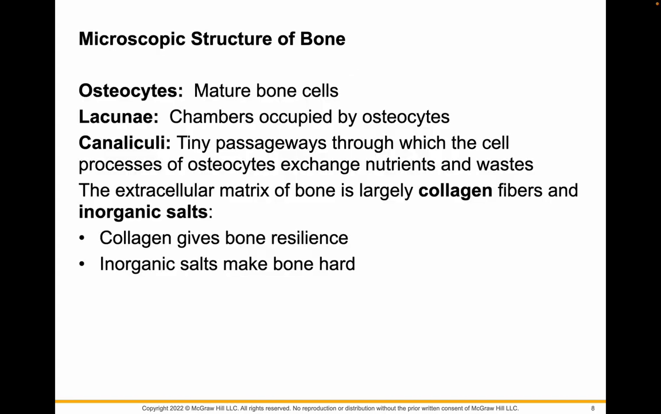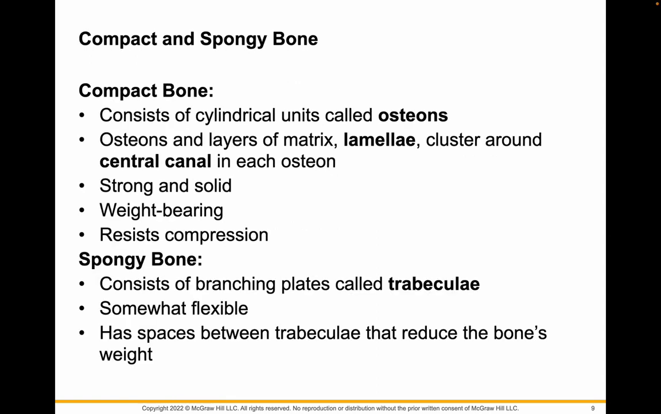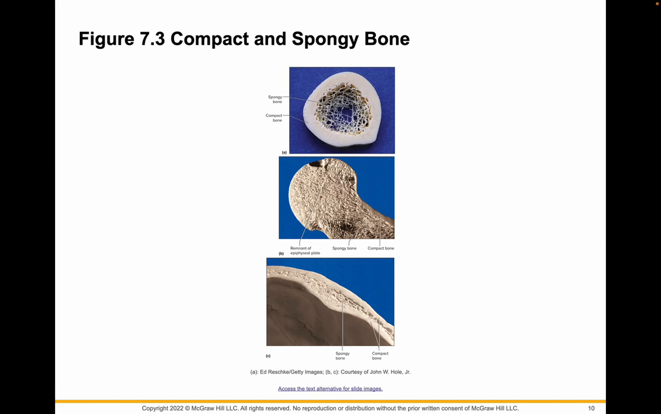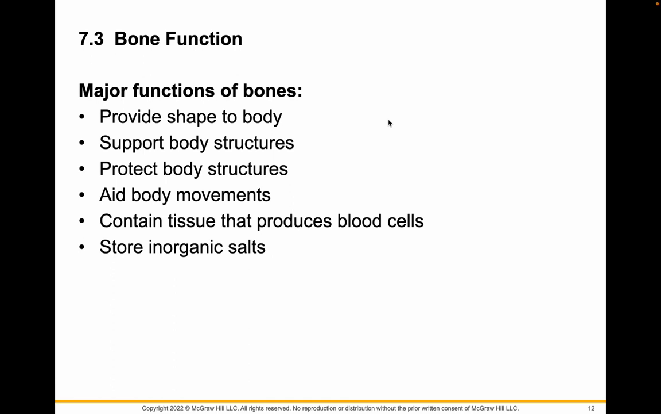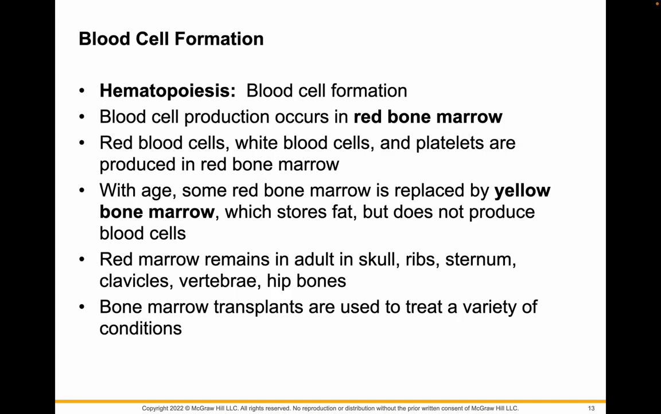And so once again, osteocytes live in lacunae with canaliculi. And then again, the compact bone has osteons with a central canal going down the middle, and these rings around called lamella, where spongy bone have the trabeculae with lots of space between. And so this is showing compact bone versus spongy. And so there's some pictures of compact bone and an osteon with the central canal and these lamella going around. The major function of bones and what they do for us.